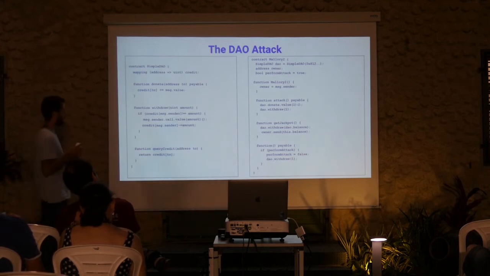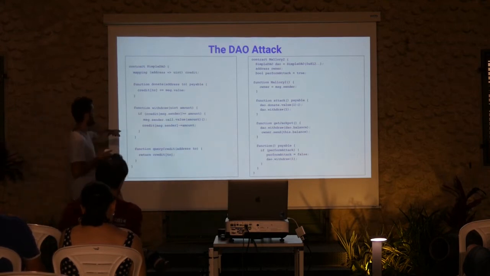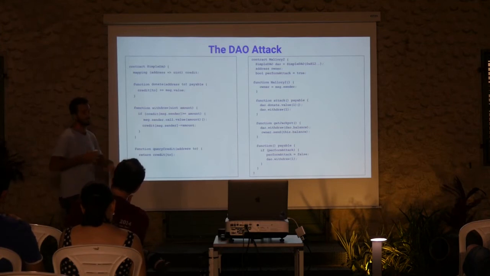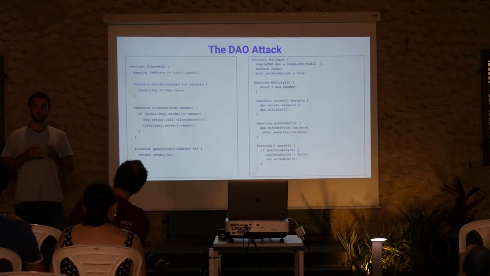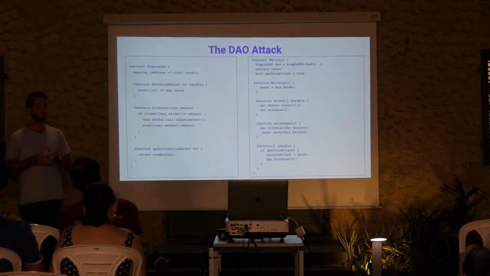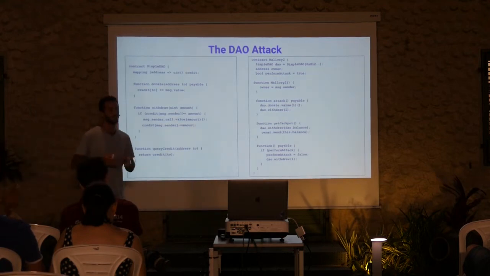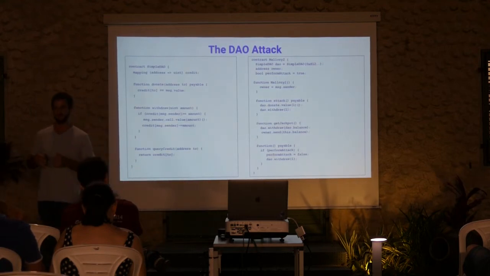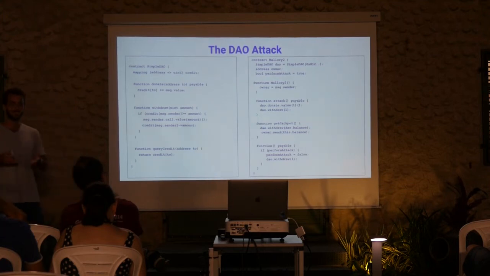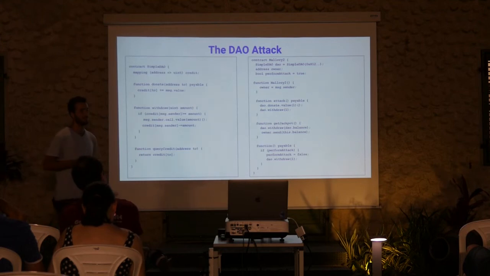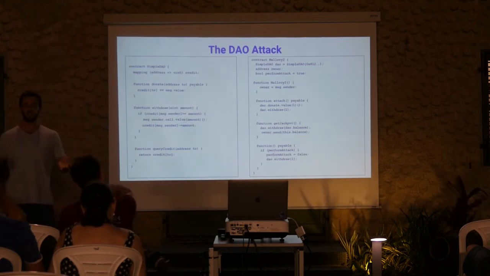So if we do that, we will decrease the credit of Mallory 2 from 1 to minus 1. But we don't have minus 1 because this is a uint. So we will have underflow. As a result, the credit of Mallory 2 will be the maximum value of uint.